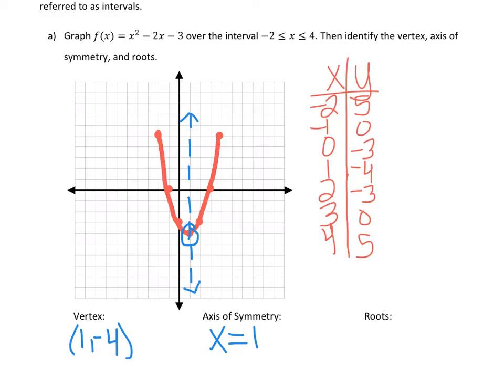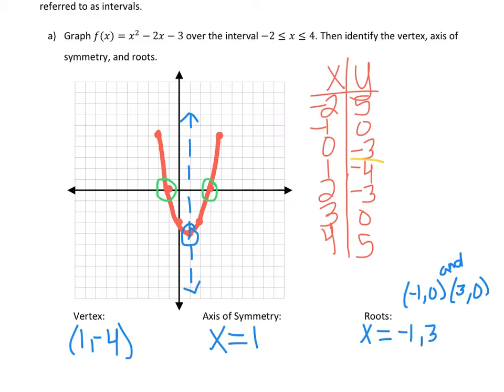And the roots are where it crosses the x-axis. So our roots, you could write them two ways. You could write them as x equals, the x values are -1 and +3. Or you could write them as ordered pairs, so -1, 0 and 3, 0. These points are also in your table. They won't always be in your table, so be careful.